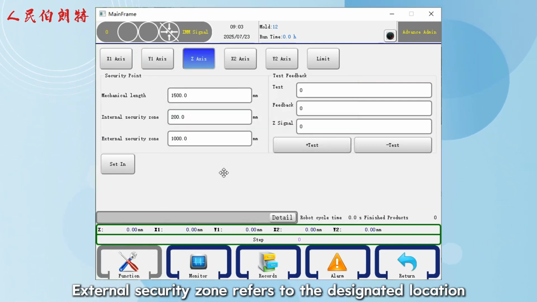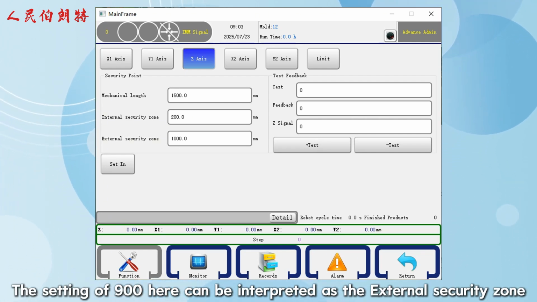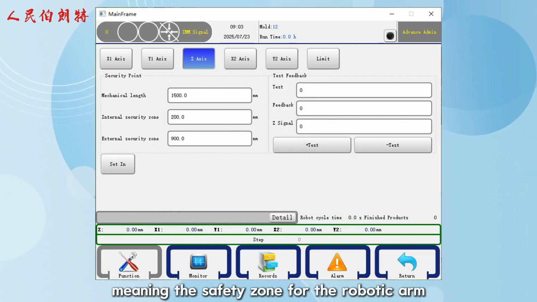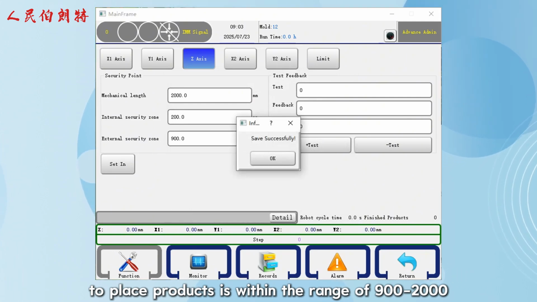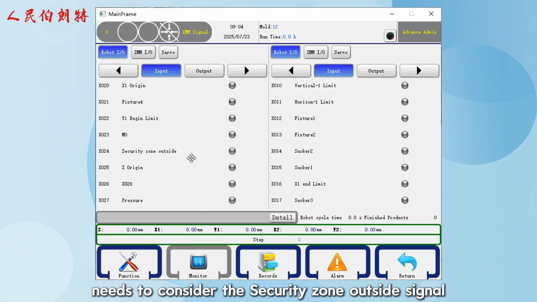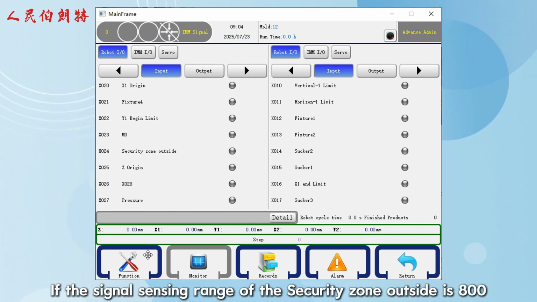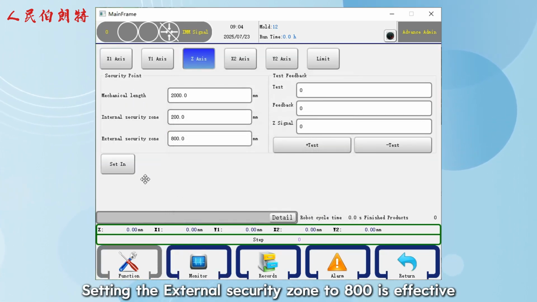External security zone refers to the designated location for placing the product safety zone outside the mold. The setting of 900 here can be interpreted as the external security zone, meaning the safety zone for the robotic arm to place products is within the range of 900 to 000. It should be noted that the setting of the external security zone needs to consider the security zone outside signal. If the signal sensing range of the security zone outside is 800, setting the external security zone to 800 is effective.